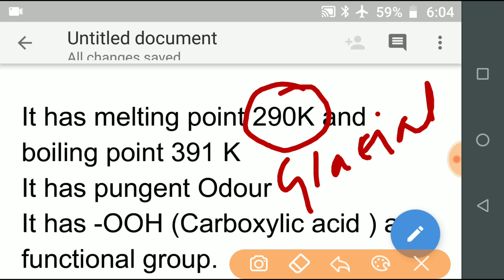Glacial acetic acid. In the examination: why is ethanoic acid also called glacial acetic acid? Give reason. Because the melting point of pure ethanoic acid is 290 Kelvin and hence it often freezes during winter in cold climates. Therefore, this type of acid is called glacial acetic acid.